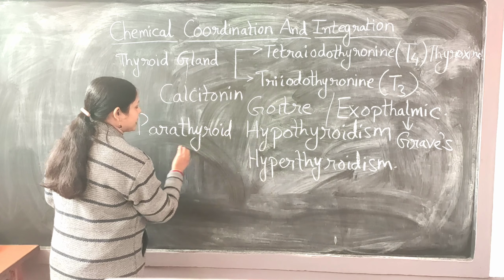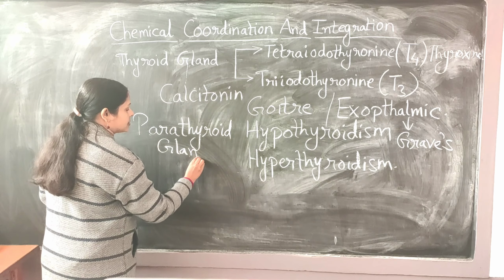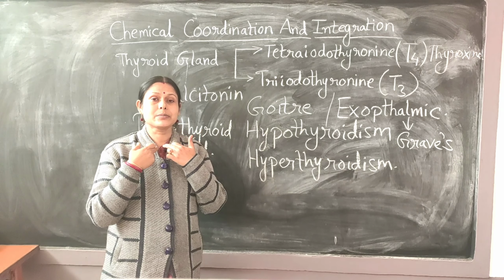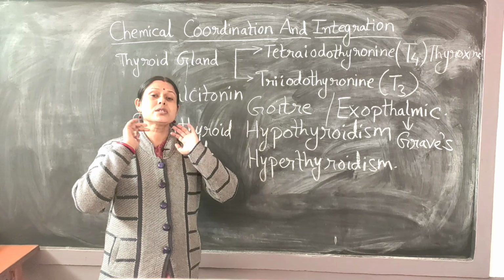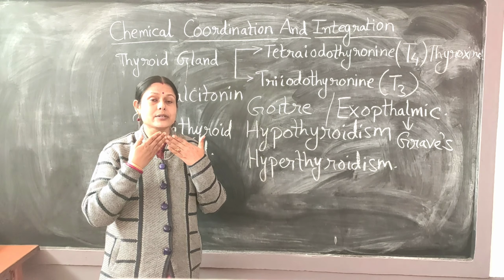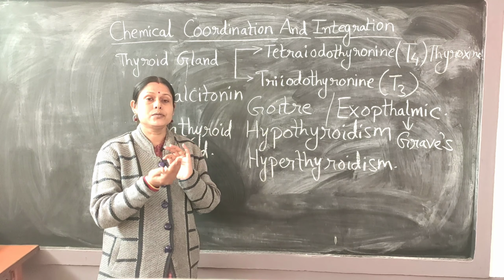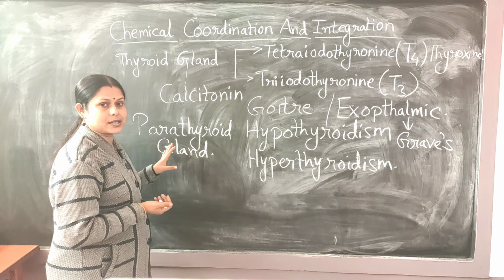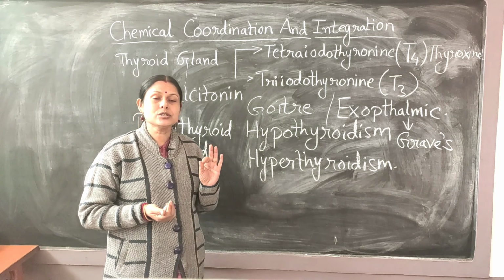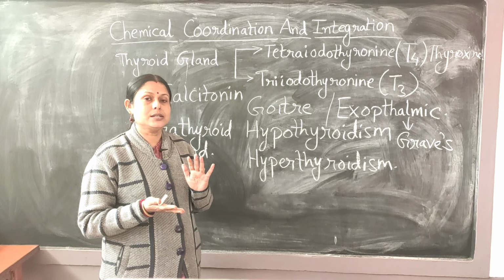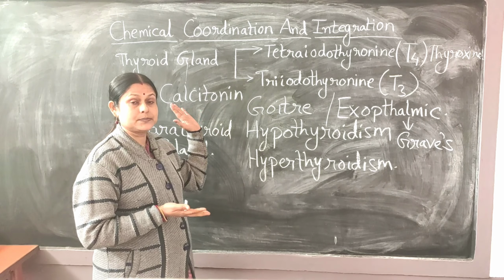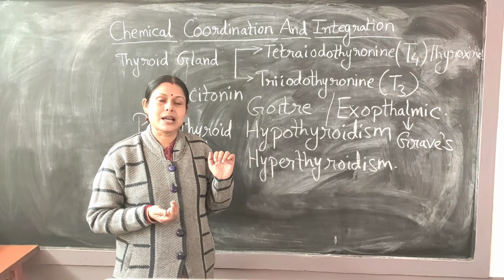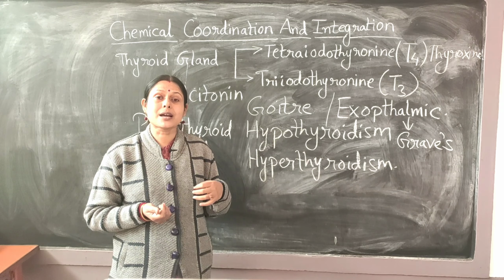Now parathyroid gland, where is it located? First you should know it. I told you in the neck region, like a butterfly, the thyroid gland is there. So the front is the thyroid gland. If you see the back of the thyroid gland, then there are two pairs of this parathyroid gland located, and the function is antagonistic to calcitonin or thyrocalcitonin. The hormone secreted by the parathyroid gland is known as parathormone or parathyroid hormone.